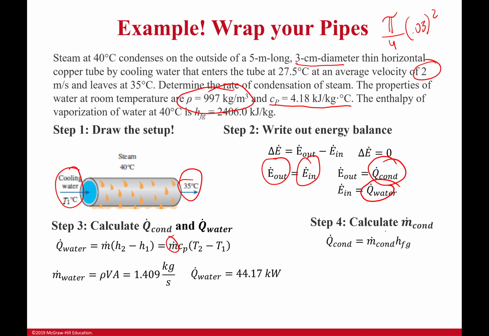And this is going to be equal to the mass flow rate of the condensing water, condensing steam, times the enthalpy of vaporization. This simply says how much energy per kilogram does it take to take it from being a saturated vapor all the way down to a saturated liquid. So I can solve that, and I get 0.0184 kilograms per second. I've got my answer. Everybody's happy, and we're good to go.